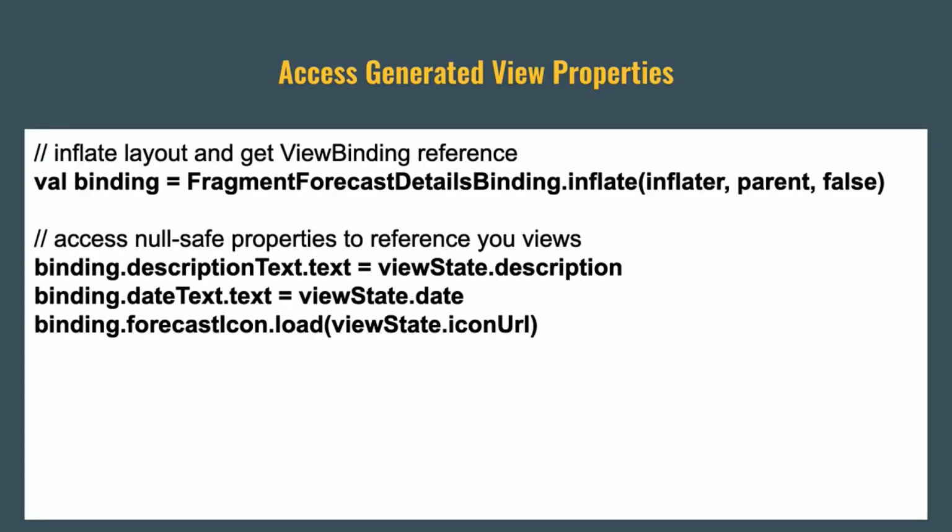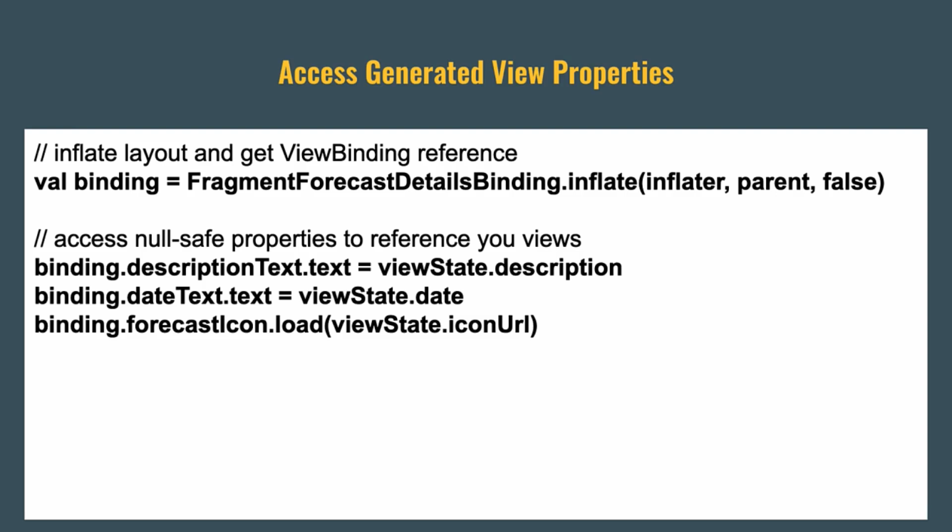Within an activity, or in this case, a fragment, we can get a reference to a binding class for a particular layout. So for our forecast details fragment, for example, we have a layout called fragment_forecast_details.xml. Once we've enabled view binding, that XML gets converted into a binding class that has a very similar name. So instead of fragment_forecast_details.xml, we get a binding class called FragmentForecastDetailsBinding. We can then inflate that binding very similarly to how we would inflate a fragment layout anyways. We call inflate, we pass in the layout inflater, the parent container, and false generally because we don't want to add it to the parent automatically.